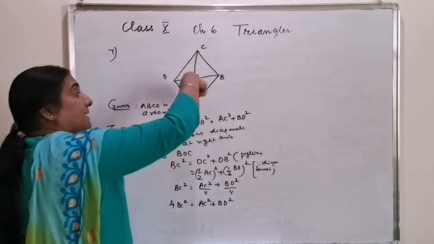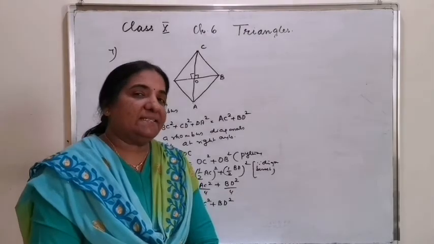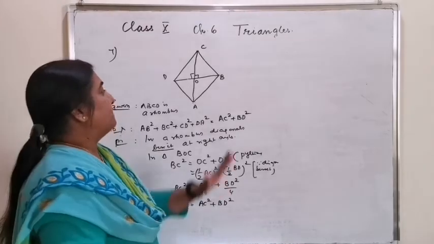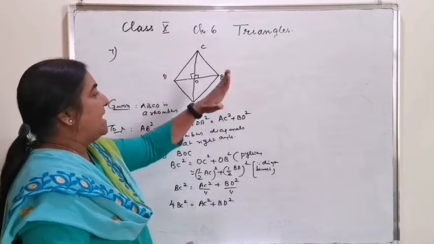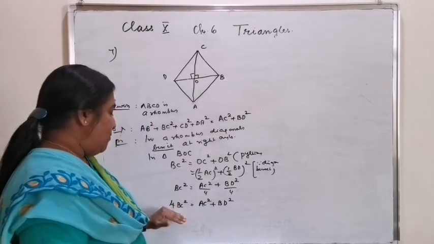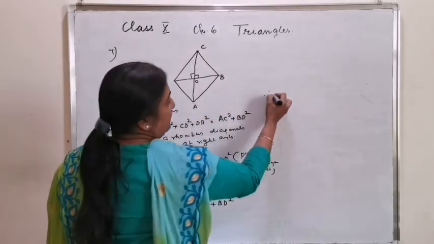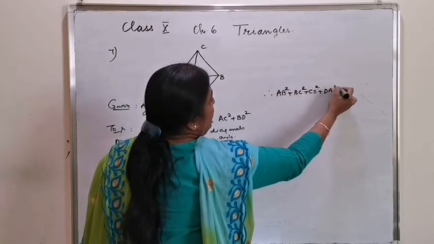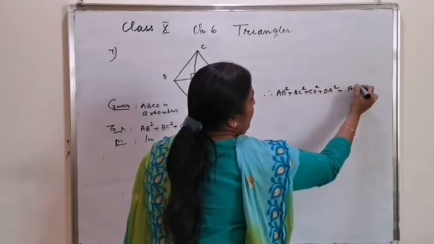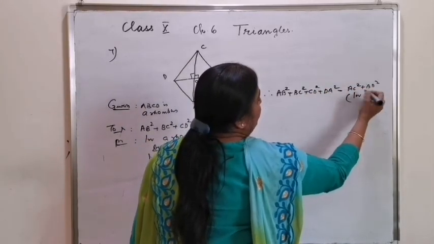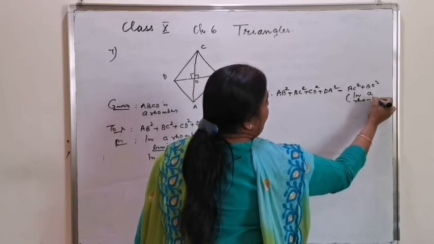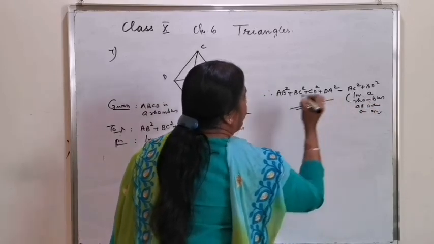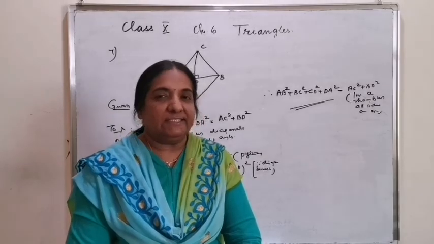Now, what is the peculiarity of a rhombus? All sides are equal. The meaning of 4 BC square is each side BC, CD, DA and AB are equal, which proves that 4 BC square can very well be arranged as, therefore, AB square plus BC square plus CD square plus DA square is equal to AC square plus BD square. If you want, you can give a reason. In a rhombus, all sides are equal. This is a very important 3-mark question.